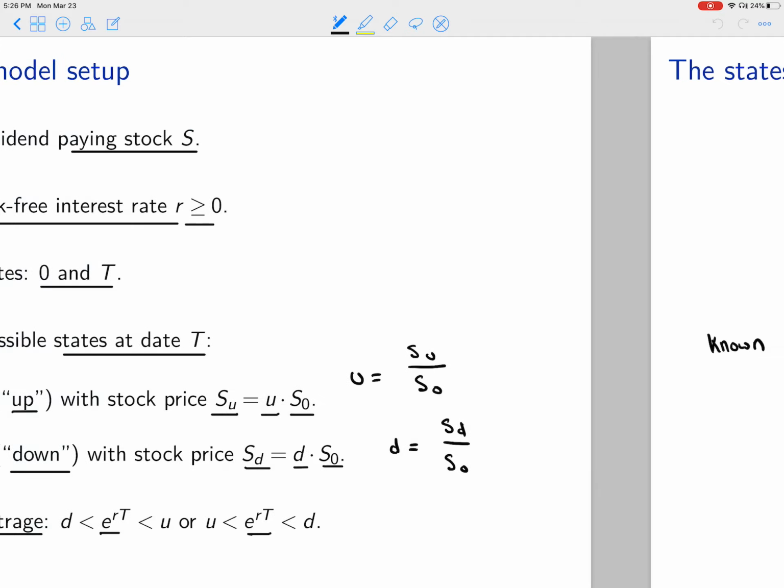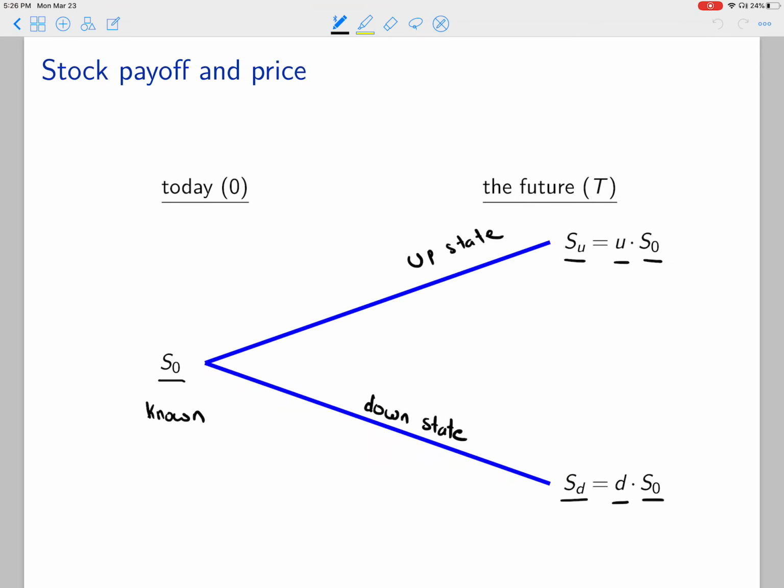We have a stock and a bond. The stock has a price today of S0, and its payoffs are random and depend on the future state of the world. The main assumption behind the binomial model is that of the future states of the world, there are only two. Okay, and the stock's payoff varies based on these states.